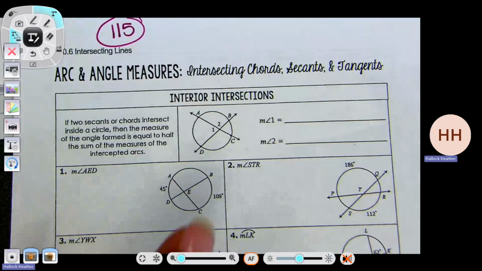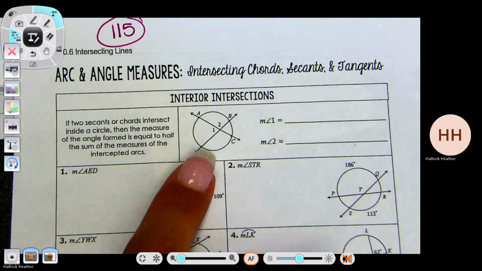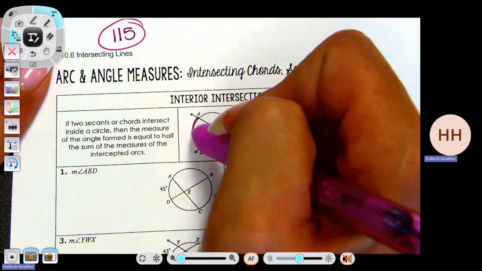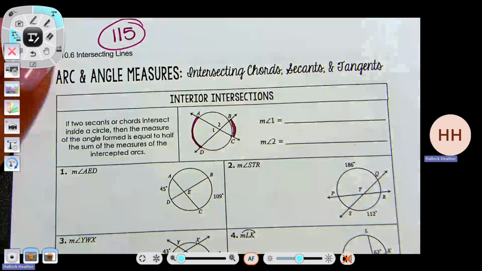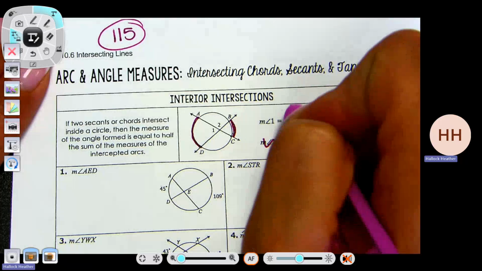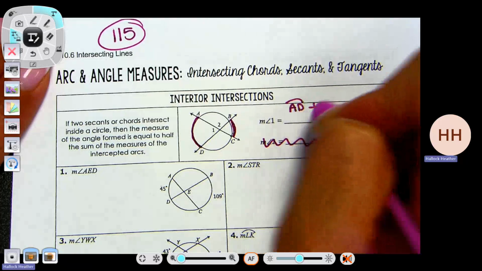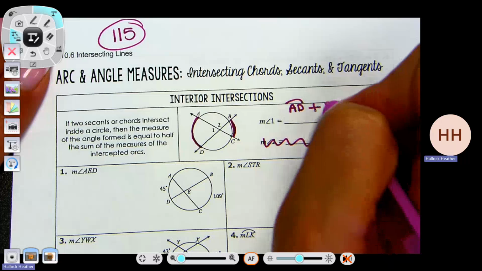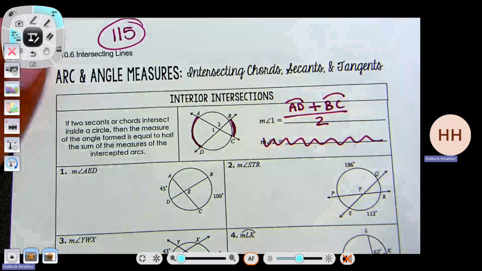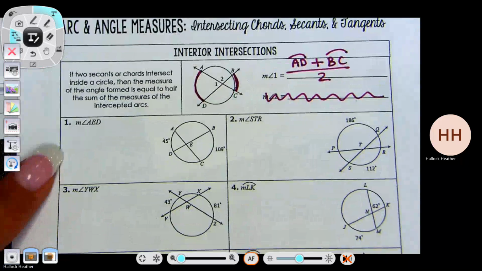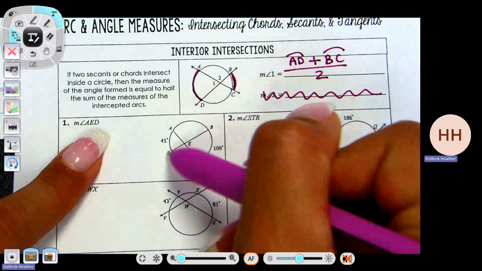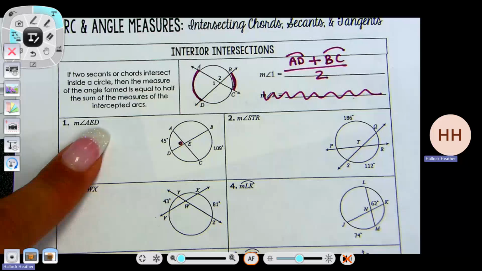Okay, anyways. So this one, we're gonna add the arcs and divide by 2. If I'm talking about angle 1, I'm talking about A to D and B to C. So those are the arcs that angle 1 actually opens up to. We're gonna write the rule just for angle 1. So AD, I'm adding the other arc, which is BC, and dividing by 2. For number 1, I have to find AED. I'm just going to put a little dot there so I know what I'm looking for. AED is right here.